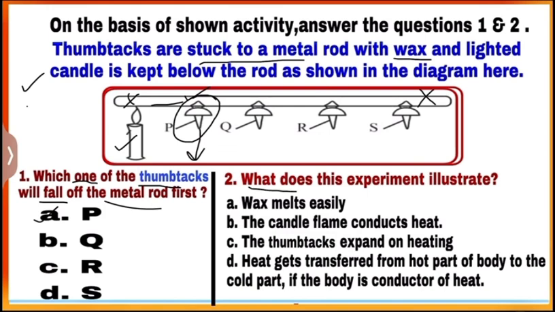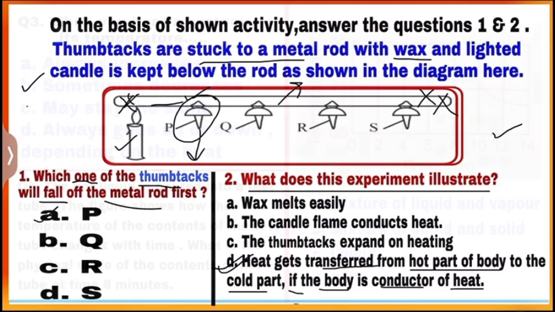Question number 2, what does this experiment illustrate? This experiment illustrates that heat gets transferred from hot part of the body to cold part if the body is a conductor of heat. Here this metal is the conductor of heat, that's why the heat is transferred from hotter region to colder region. So D is the correct option for question number 2.